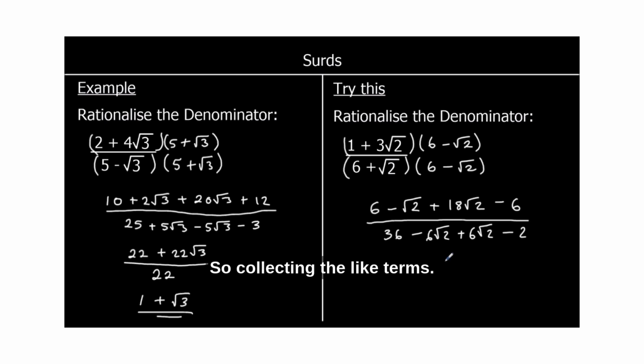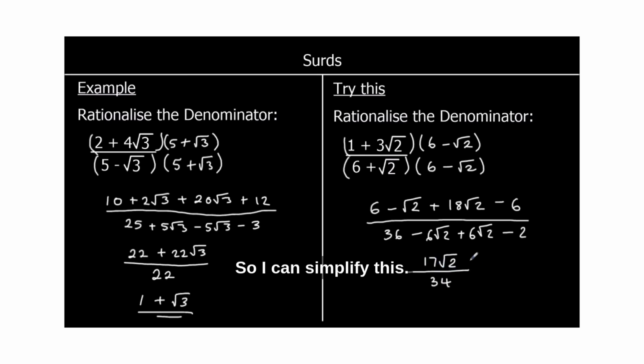So collecting the like terms, on top, I've got 6 take away 6, which is nothing. And I've got 18 root 2s, take away 1 root 2, which is 17 root 2s. On the bottom, I've got 36, take away 2, which is 34. And my negative 6 root 2 plus 6 root 2 cancel out, and that's nothing.